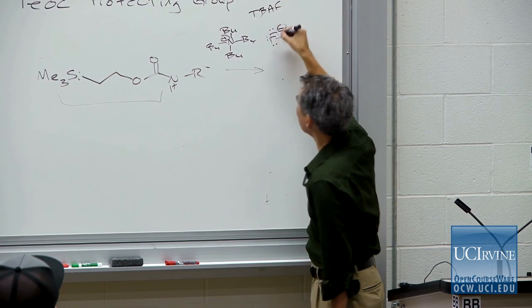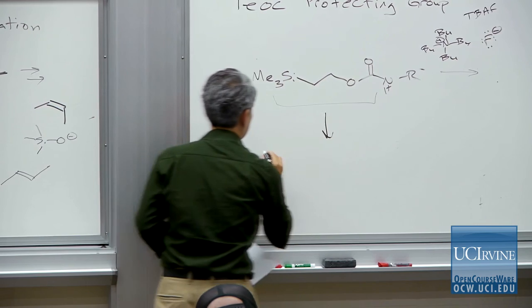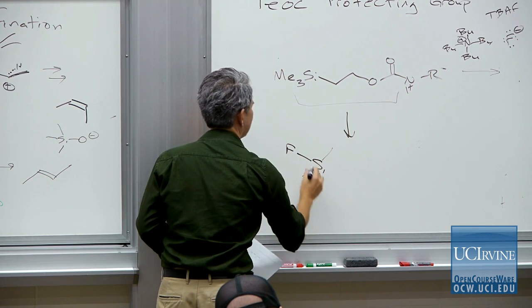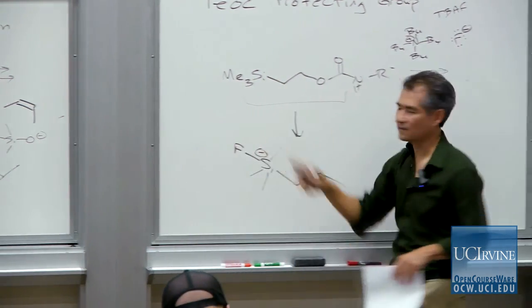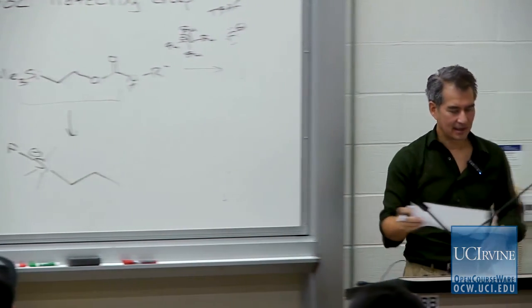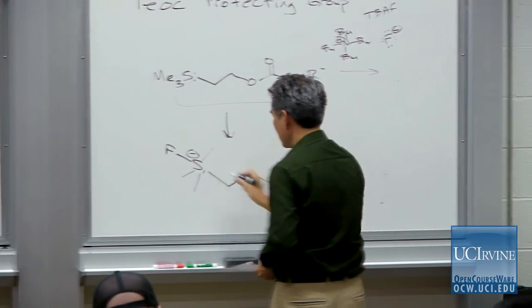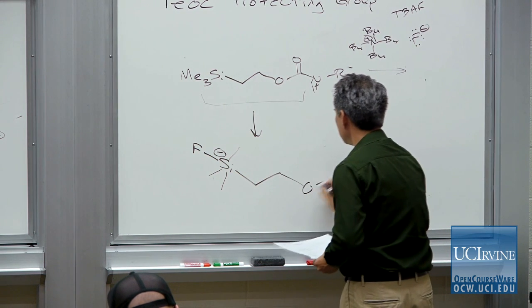So when you add TBAF, that fluoride comes in and attacks that silicon. So yes, oxygen loves silicon. Fluoride loves silicon even more. We talked about the bond strength of a silicon-fluorine bond. It's kind of like the strength of a carbon-carbon triple bond. Fluorine loves silicon. So you end up with this siliconate. Now all the bonds to silicon are nucleophilic.